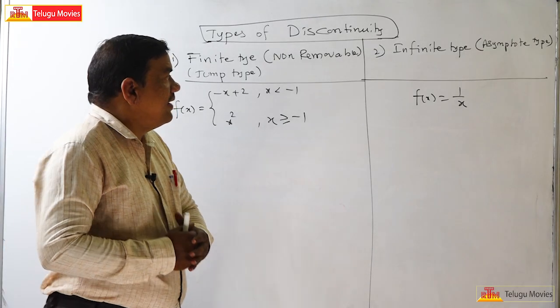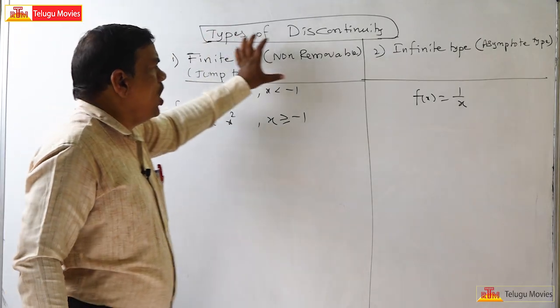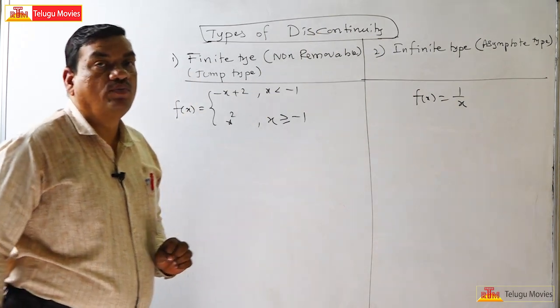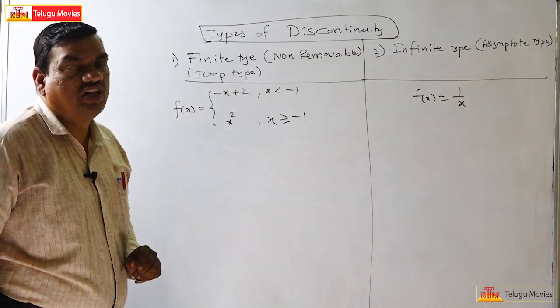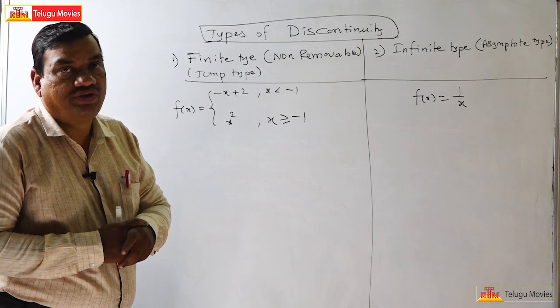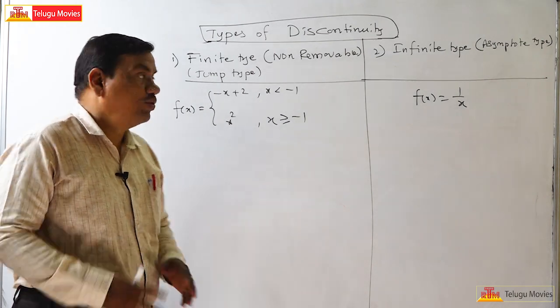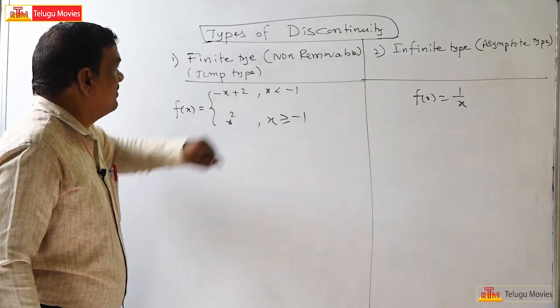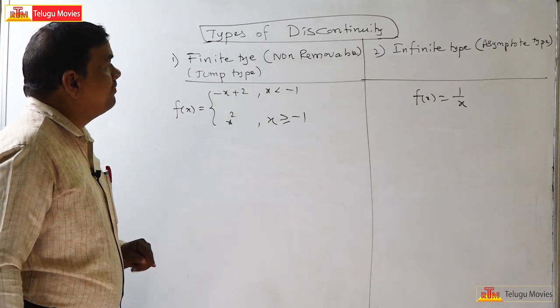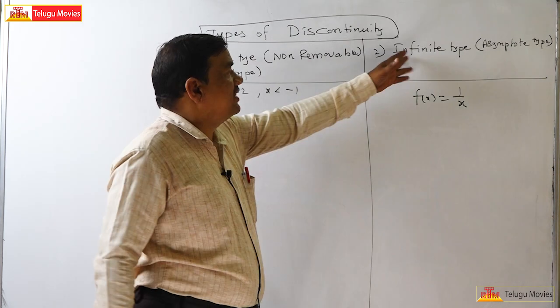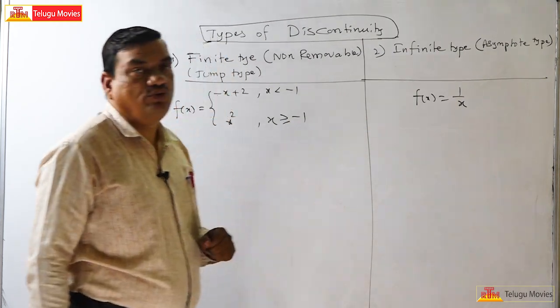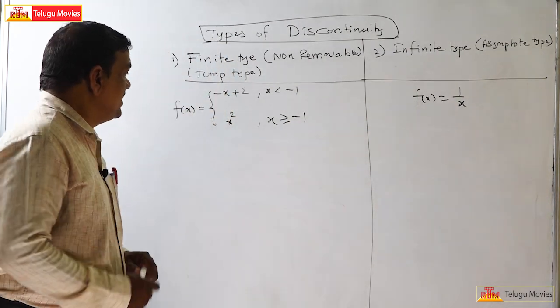Welcome to the remaining two types here. So non-removable discontinuity, that means we cannot remove the discontinuity. By any means, by defining anything, we cannot remove it. For example, the first type is finite type, another one is infinite type, which we also call asymptote type. Let us take one example.